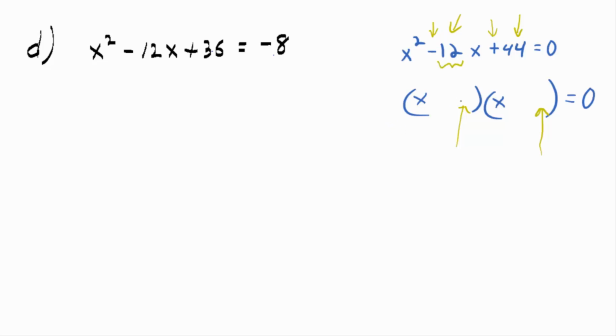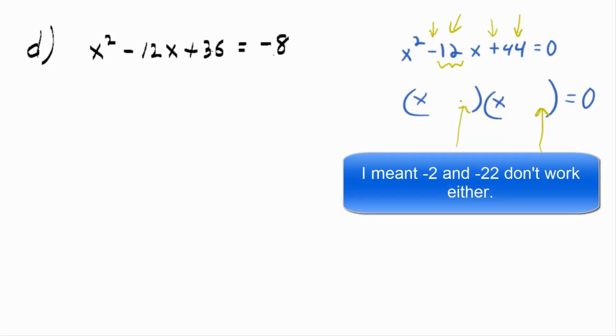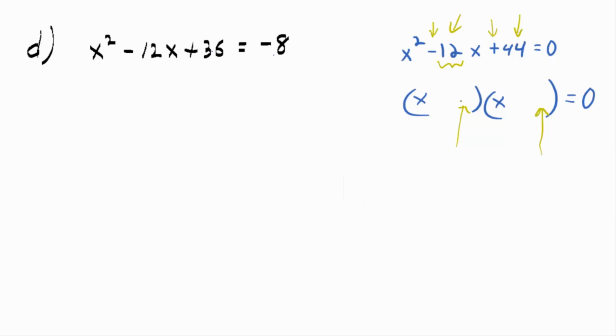No. There's other possible factors, right? Minus 2 and 22, but no, that's not going to work either. I don't think this thing factors. So we're out of luck. It doesn't factor. So that method of solving by factoring doesn't work.